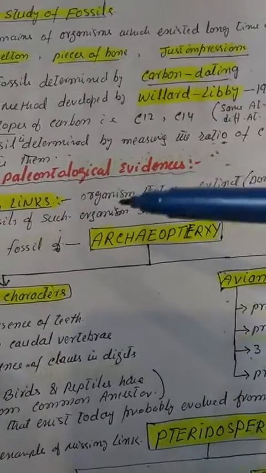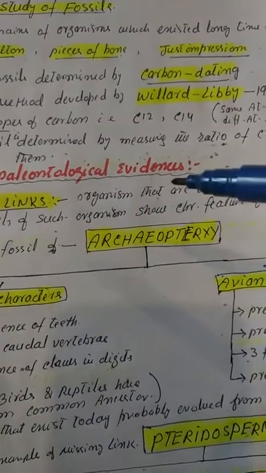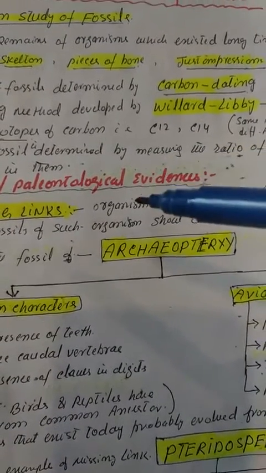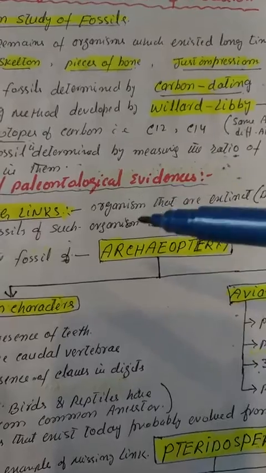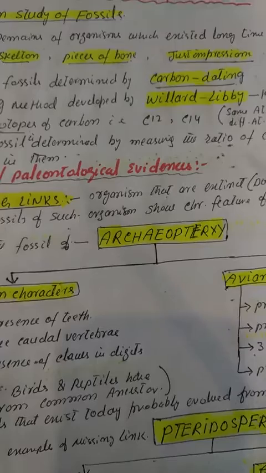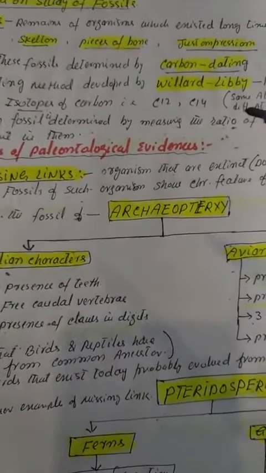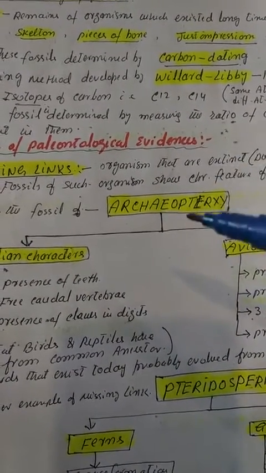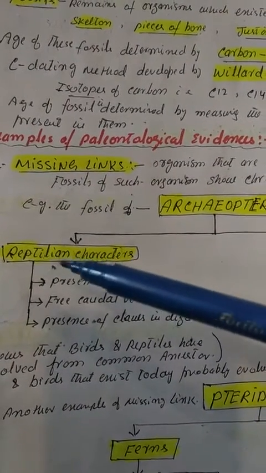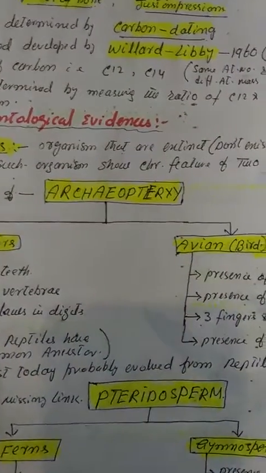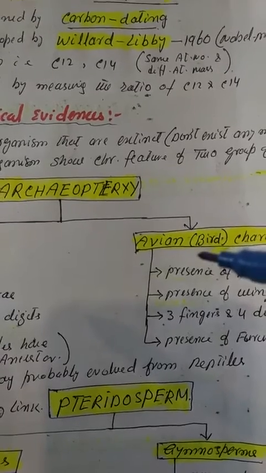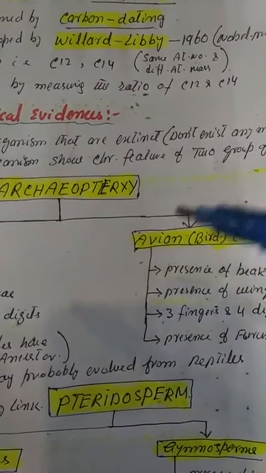For example, the fossil of Archaeopteryx was found, and by careful study of this fossil, we came to the conclusion that it depicts the characters of two different groups. That is, some of the characters resembled reptilian characters, and some were avian characters, those characters which are found in present-day birds.